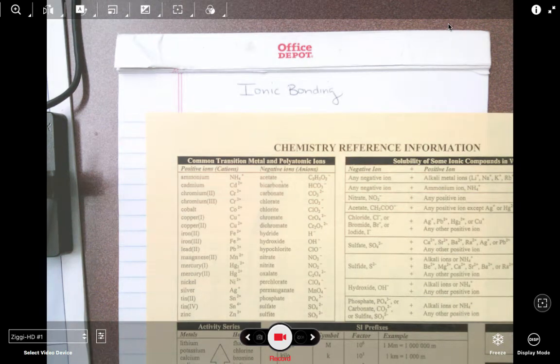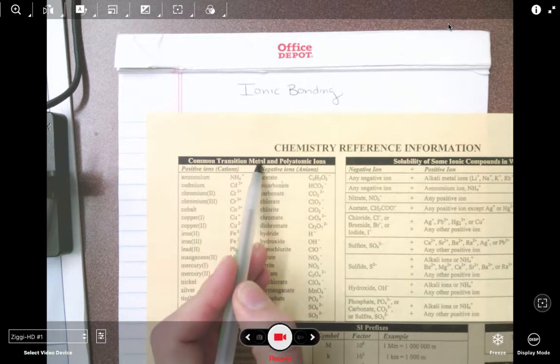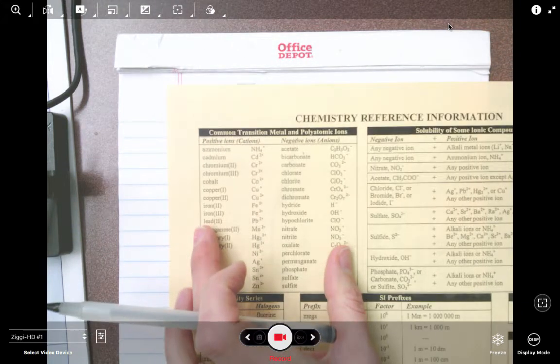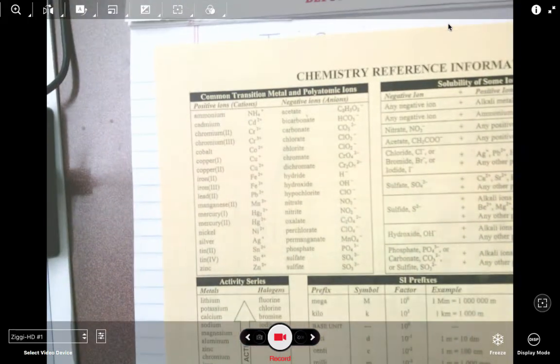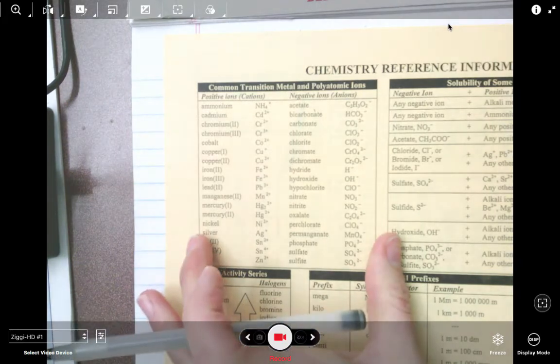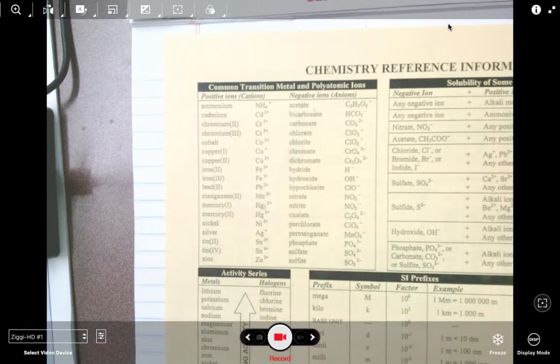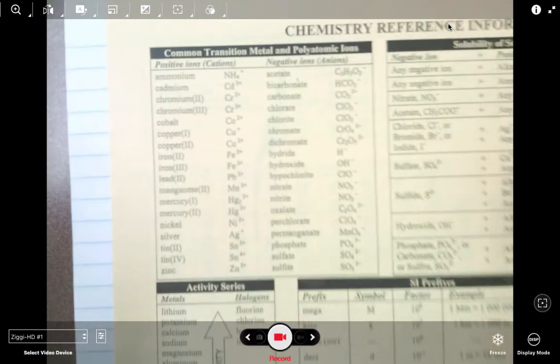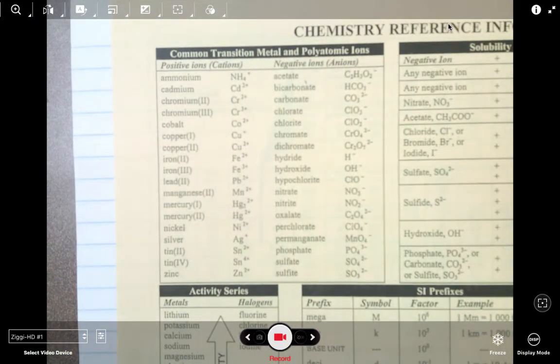We're going to be talking about ionic bonding with common transition metals in polyatomic ions. On the back side of your periodic table, there's a box in the upper left-hand corner that gives you a list of common ions that we're going to be using. This isn't an extensive list, it is just a cross-section of a larger list, but these are the most common of these elements, and this is a set of polyatomic ions that we are most likely going to use and see in this class.